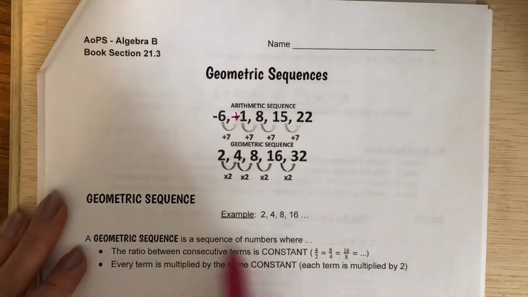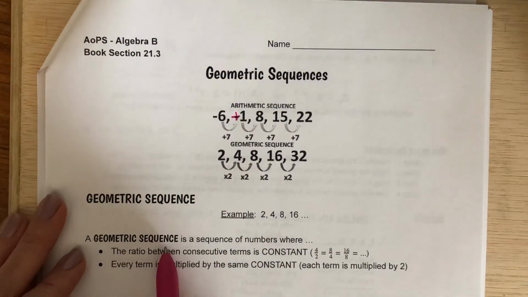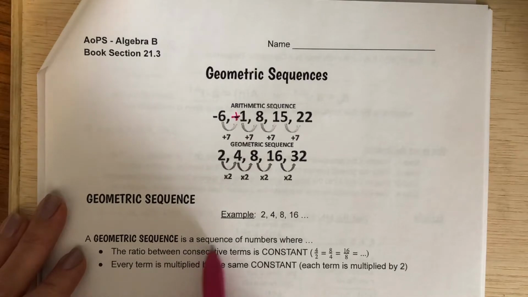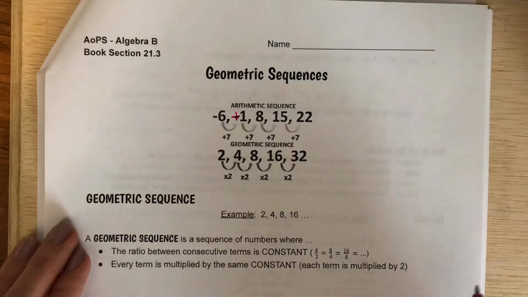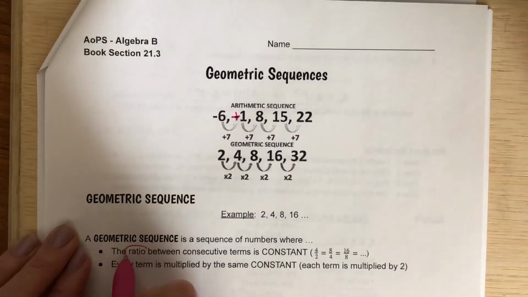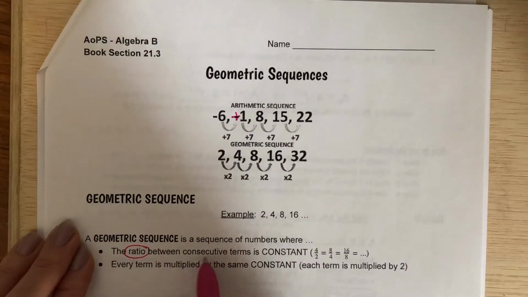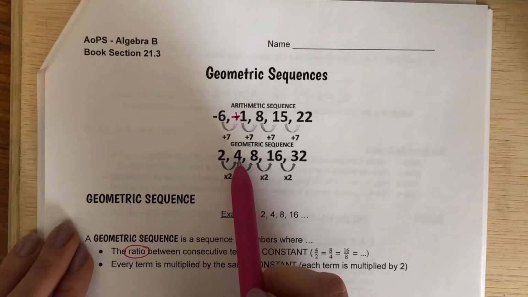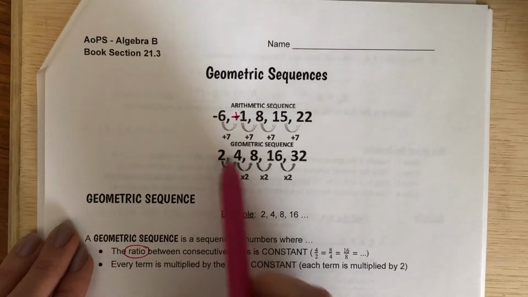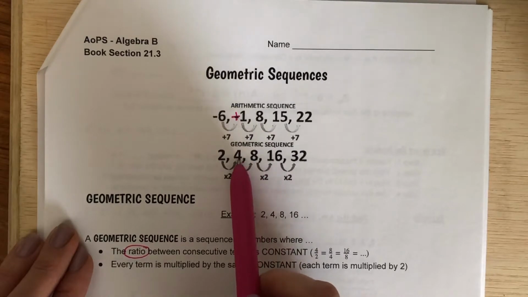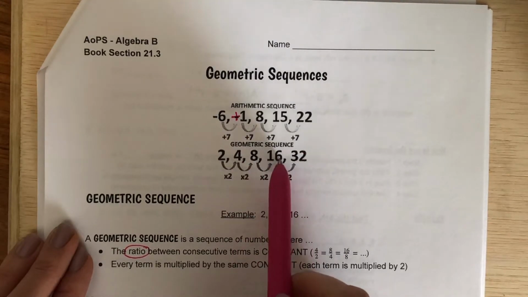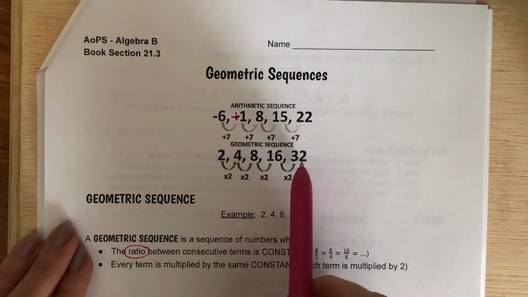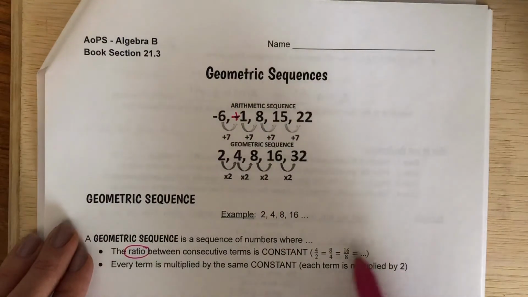So here's kind of the definition. A geometric sequence is a special type of sequence of numbers where the following is true. The ratio between consecutive terms is constant. For example, a ratio is one term divided by another. 4 divided by 2 is the same as 8 divided by 4, which is the same as 16 divided by 8, and so on. They all have the ratio of 2.